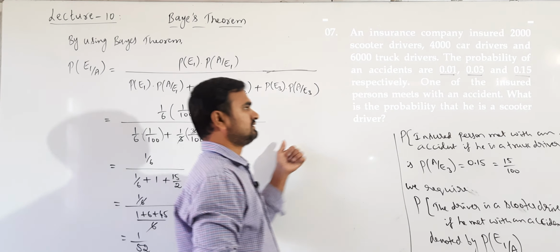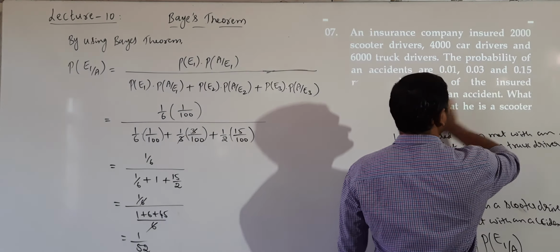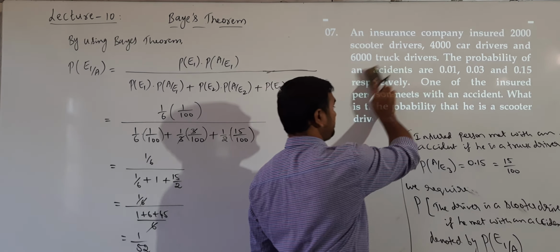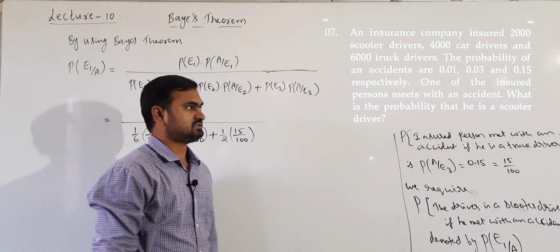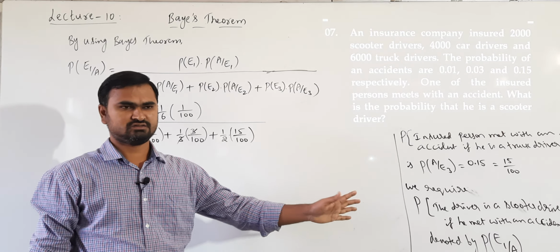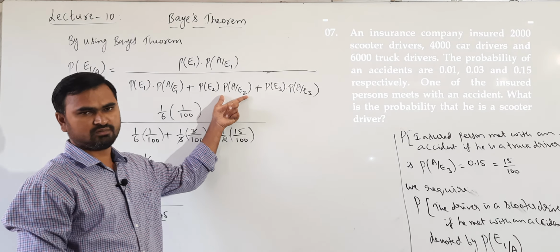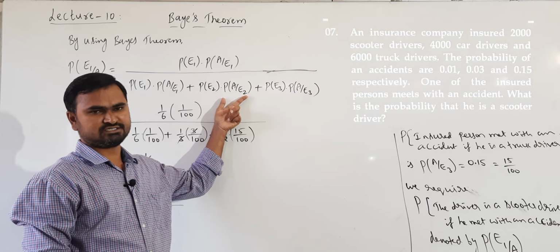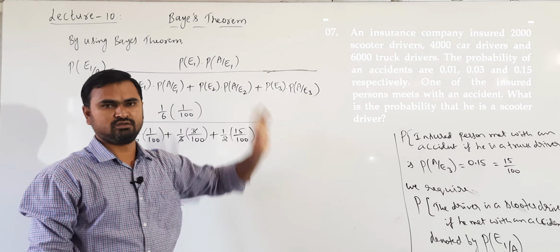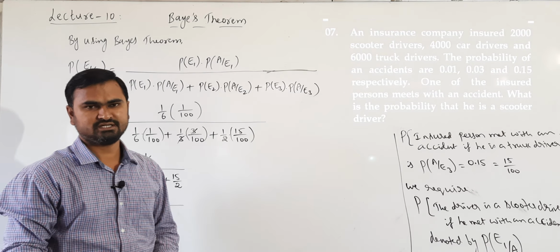Understand? So the event has already occurred. It is a common event which may happen in one of the three cases, either E1 or E2 or E3. So first we write the denominator, the total probability. Now whatever case we need, that we write in the numerator. Understand the problem here? Right.